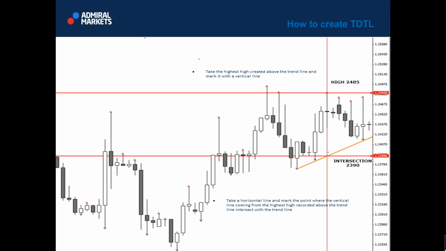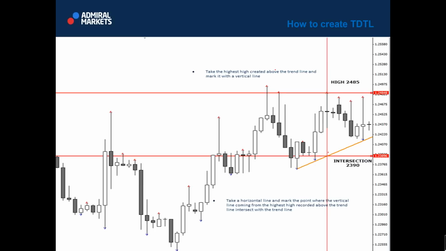There are no pivot points. There are no additional indicators. There are only Tom DeMark trend lines. Okay? And this is the intersection point which was marked at 23.90. I will repeat it once more because this is one of the most important points when you want to trade Tom DeMark trend lines. Okay? Definitely one of the most important points.